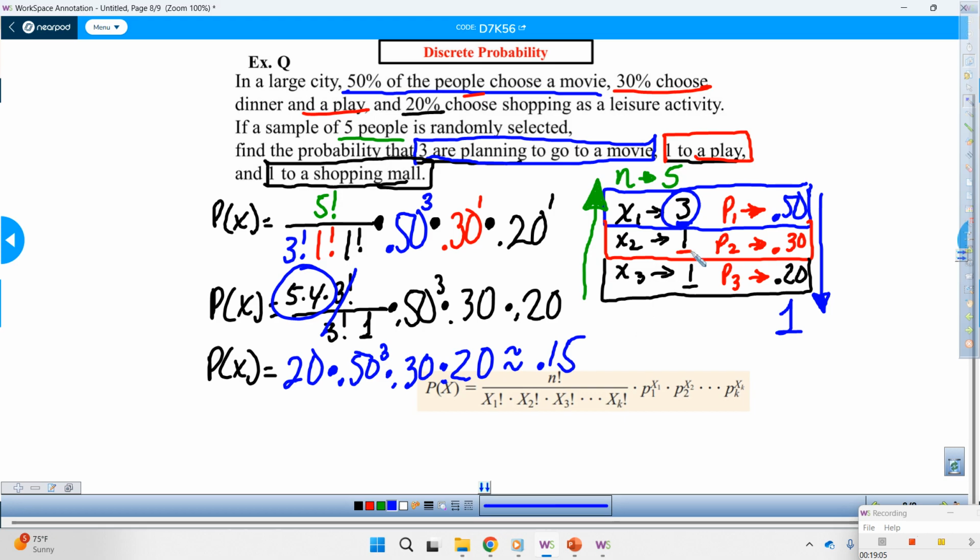.15. Therefore, find the probability that 3 are planning to go to the movie, 1 to the play, 1 to the shopping mall. The probability is 15%.